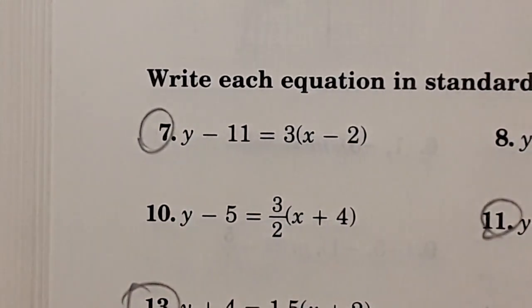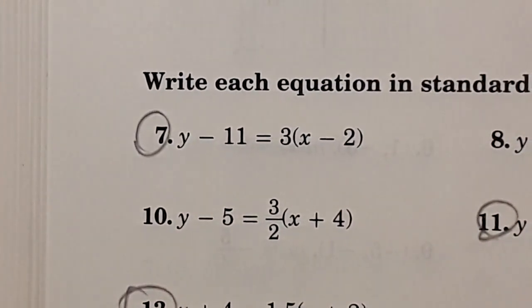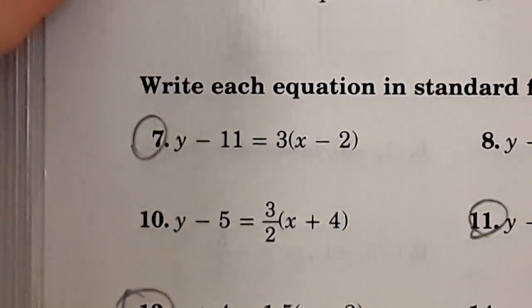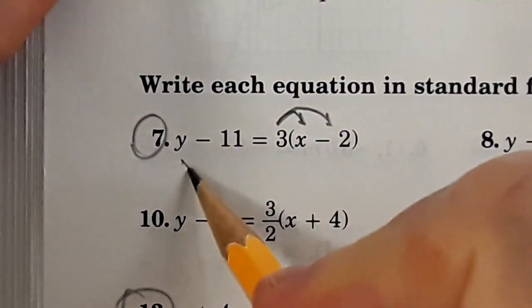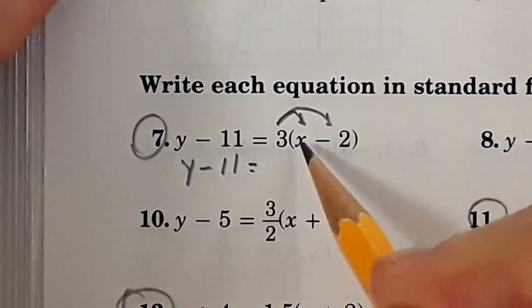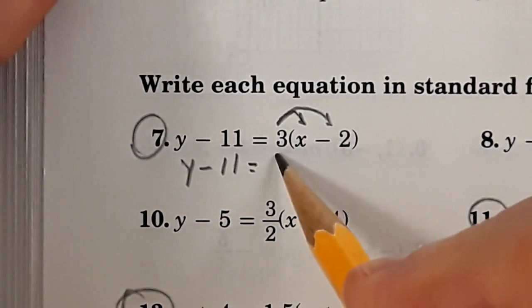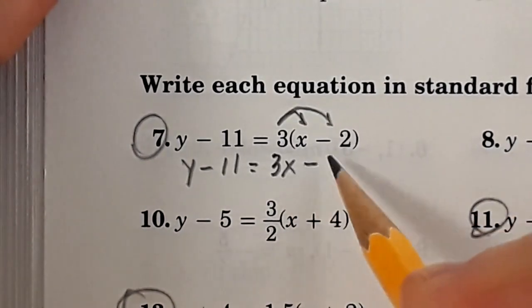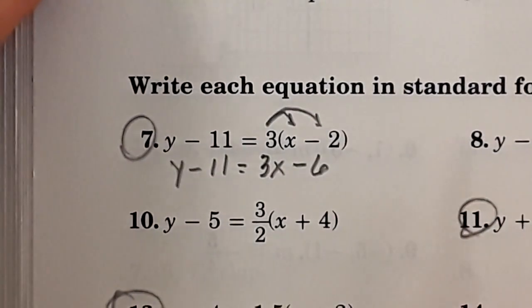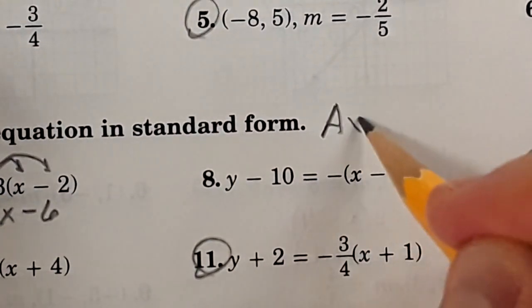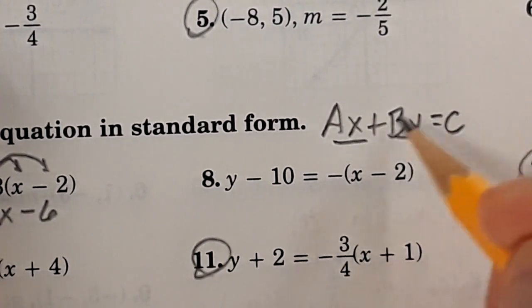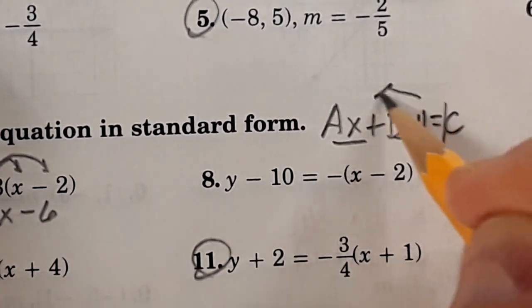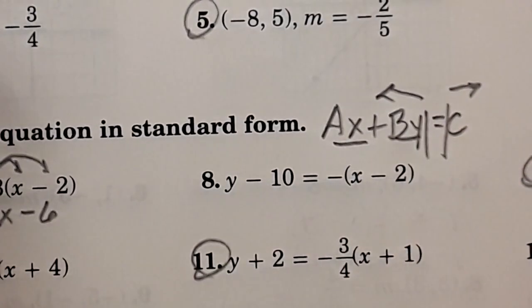So 7, we're needing to put this in the form ax plus by equals c. Anthony? Distribute. Yep, distribute. 3 times x, 3 times -2. So we have y minus 11 equals 3x minus 6. Now, we want it in standard form, yes? Standard form is ax plus by equals c. That means the x term and the y term are on the left side of the equal sign, and the c are the numbers on the right side.